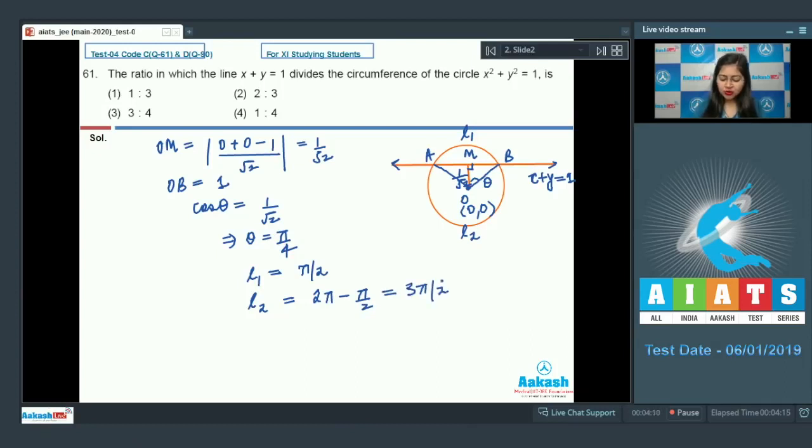Hence, the ratio in which the line divides the circumference of the circle is L1 upon L2, which will be equal to 1 upon 3. So the correct answer is option number 1.